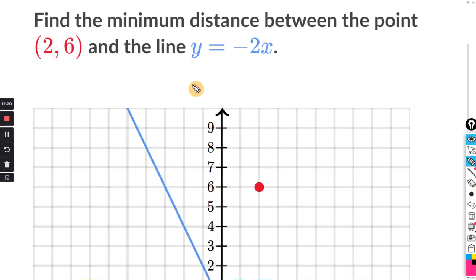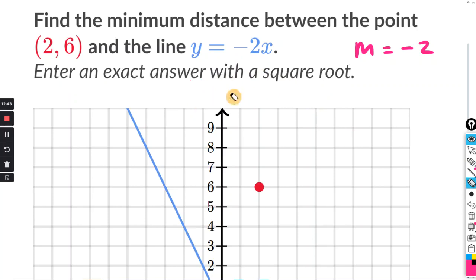All right, so remember the line equation y equals mx plus b, where m is your slope. m is the number that's times x, so we can see right here that the slope m is negative 2. So finding the slope is the first step.